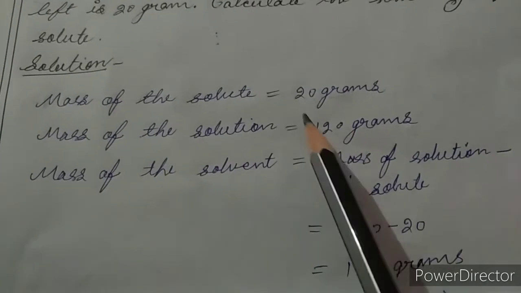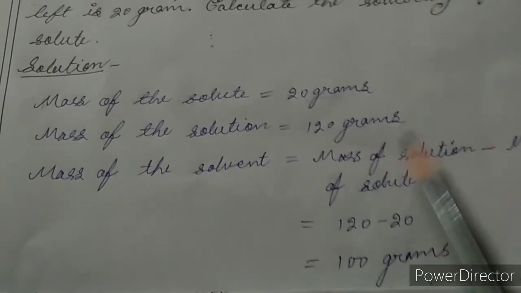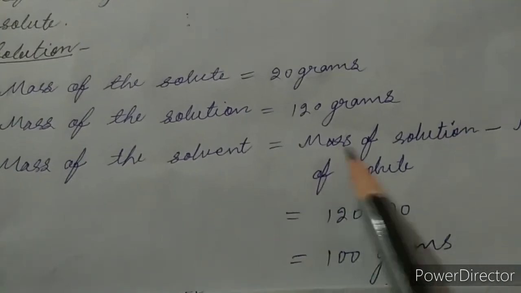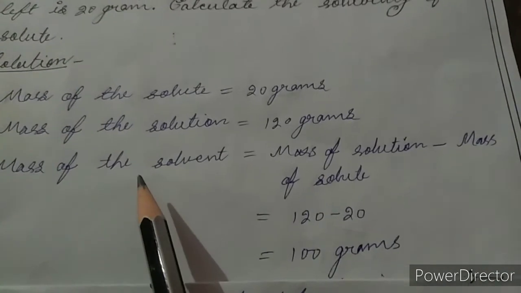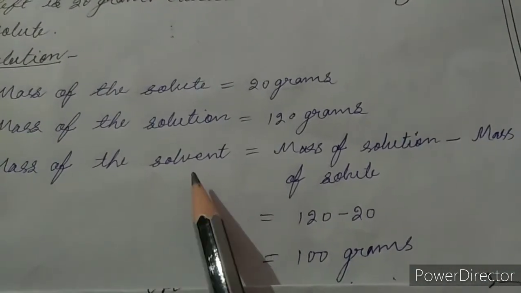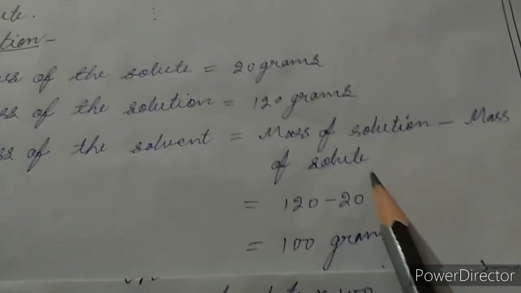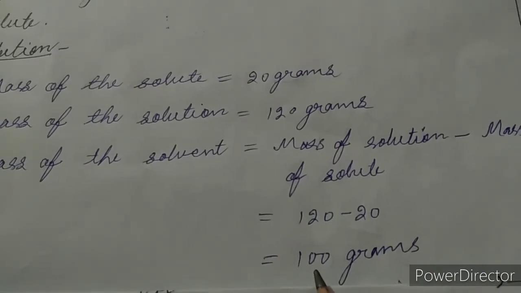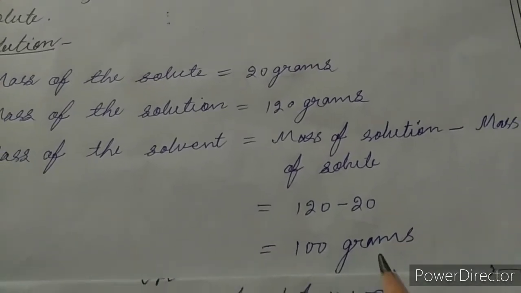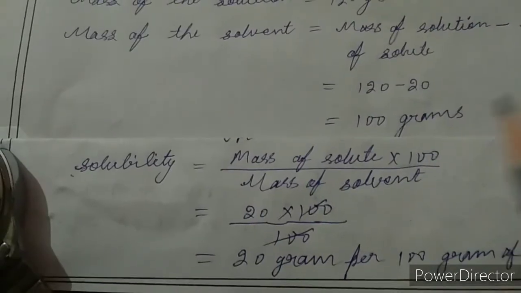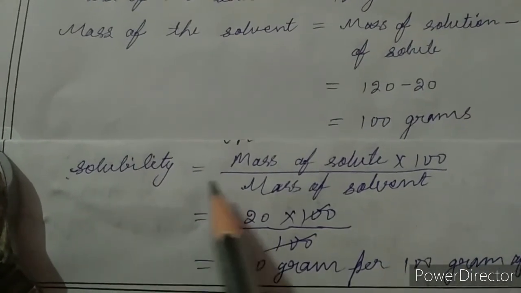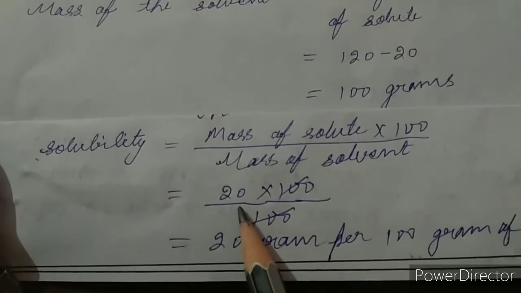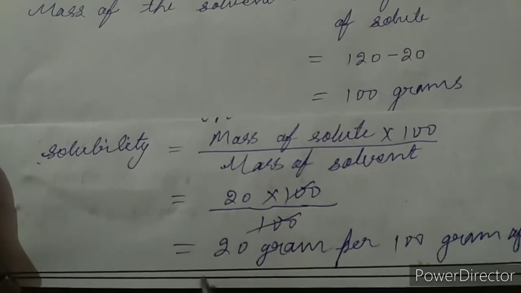Mass of the solvent will be obtained by subtracting mass of solute from the mass of the solution. So mass of the solvent is equal to mass of the solution minus mass of the solute, that is equal to 120 minus 20, which is equal to 100 grams. Now we have the formula of solubility. Solubility is equal to mass of the solute multiplied by 100 upon mass of the solvent. When we put the value, 20 into 100 upon 100, that is 20 grams.